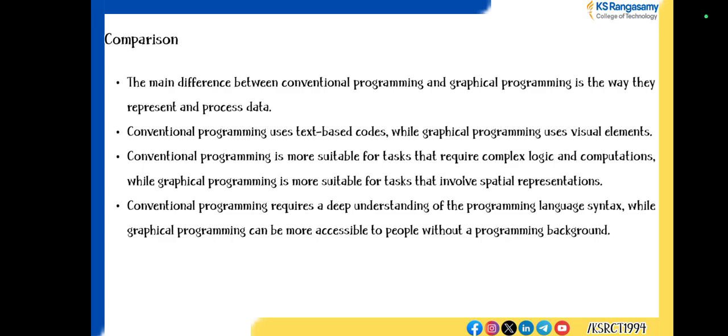Conventional programming is more suitable for tasks that require complex logic and computations, while graphical programming is used for spatial representations. Conventional programming requires a deep understanding of syntax, tasks, where to call the data, where to represent the data, everything. But graphical programming is easily accessible without programming knowledge.